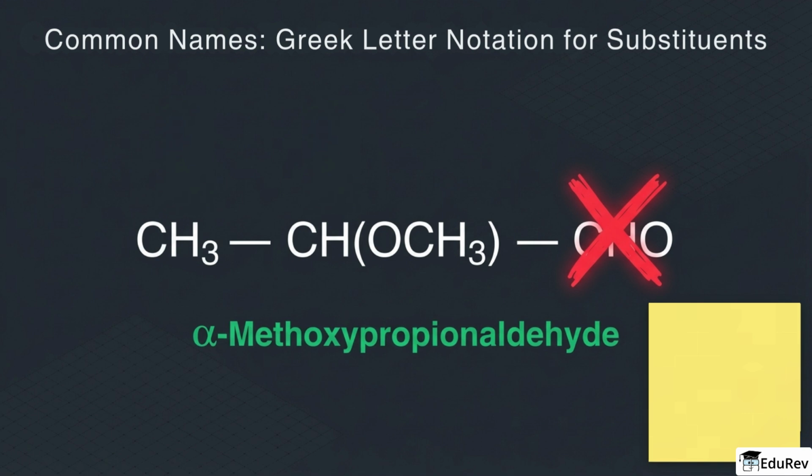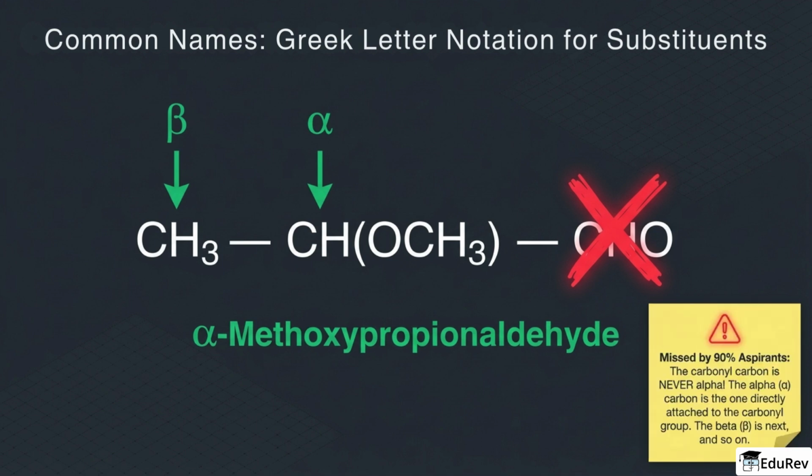Common names often use Greek letters to show where a substituent is located. The carbon directly attached to the carbonyl group is the alpha carbon. The next one is the beta carbon, then gamma, and so on. Here's a trap you need to be aware of. The carbonyl carbon itself is never alpha. Alpha always means the carbon next to the carbonyl group, not the carbonyl carbon. That small distinction is tested more often than students expect.